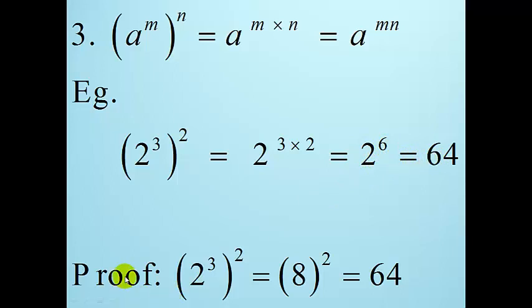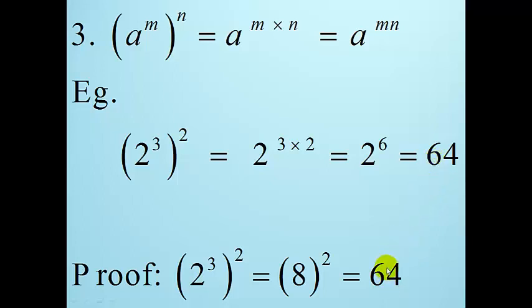Now let's look at this proof. We were given 2 raised to the power 3, exponent 2. Solving the bracket first, 2 raised to the power 3 alone gives us 8. Don't forget your exponent. The exponent is 2. This means that 2 raised to the power 3, all squared, is equal to 8 squared. And now 8 raised to the power 2 is equal to 64. And these are the same answers.